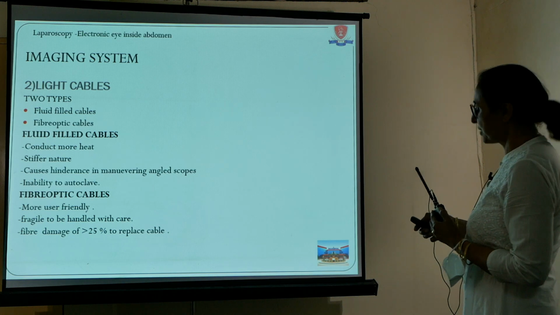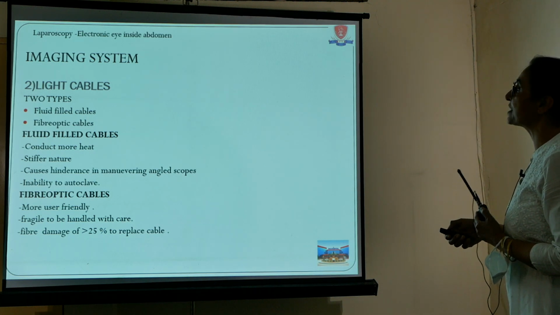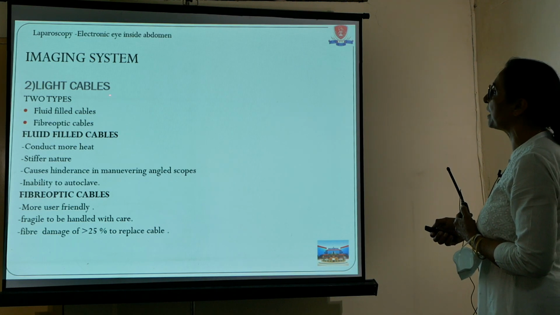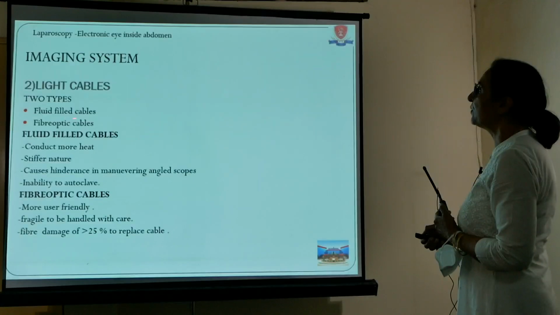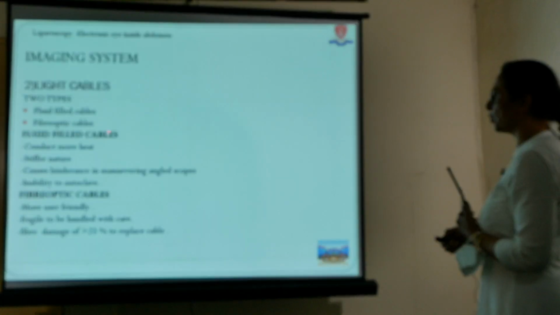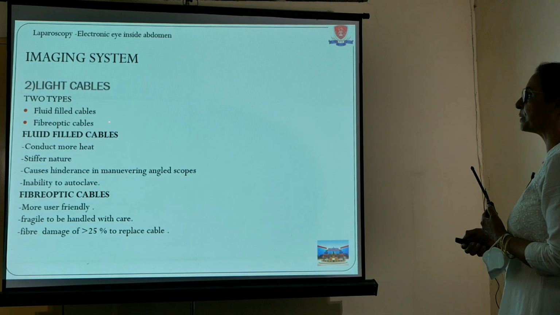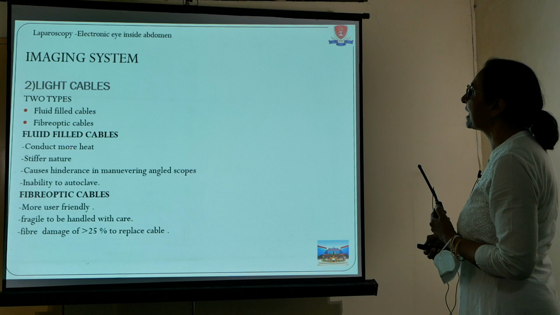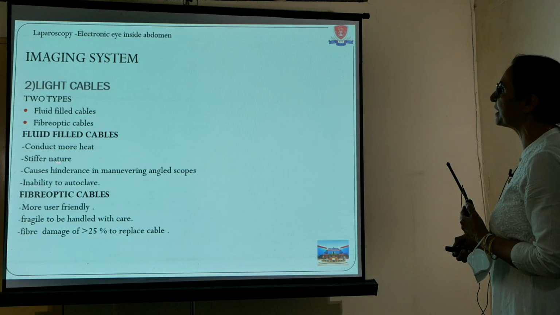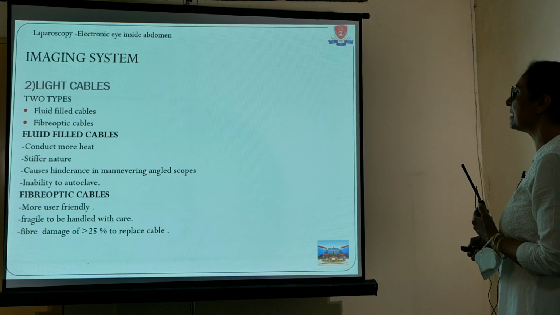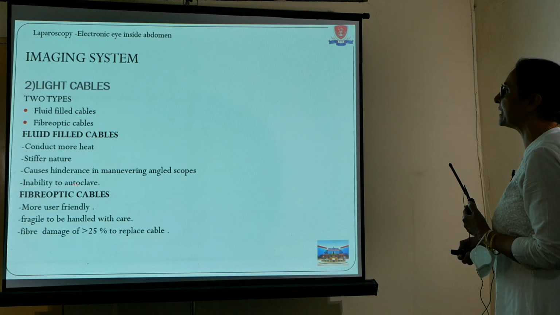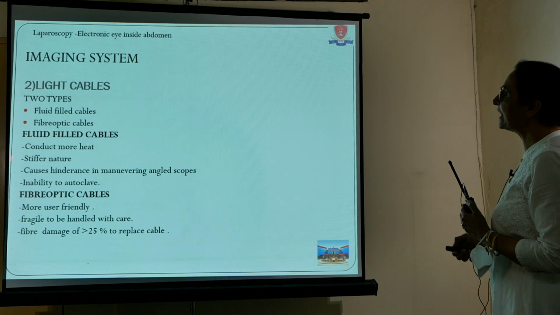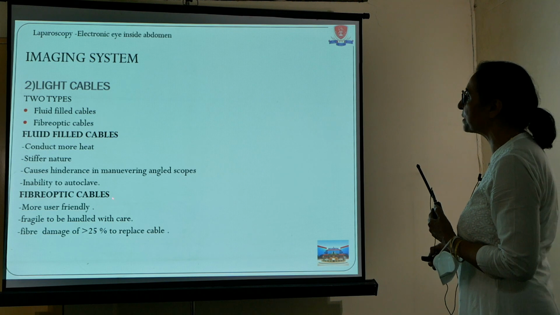The imaging system consists of various parts, like the light cable, which is of two types: fluid filled cable and fiber optic. We usually prefer fiber optic cables. Fluid filled cables conduct more heat, they are stiffer in nature, they cause hindrance in maneuvering angled scopes, and cannot be autoclaved. That is why we prefer the fiber optic cables.